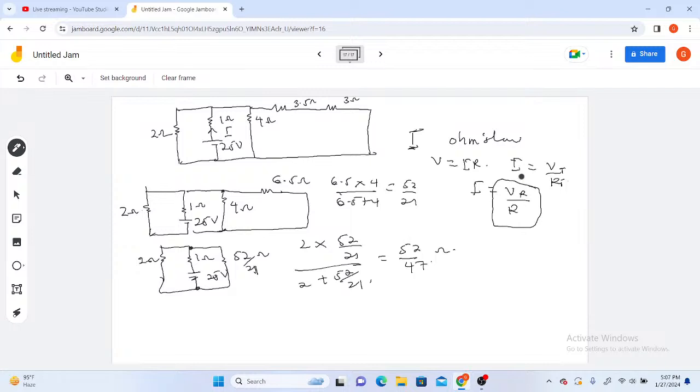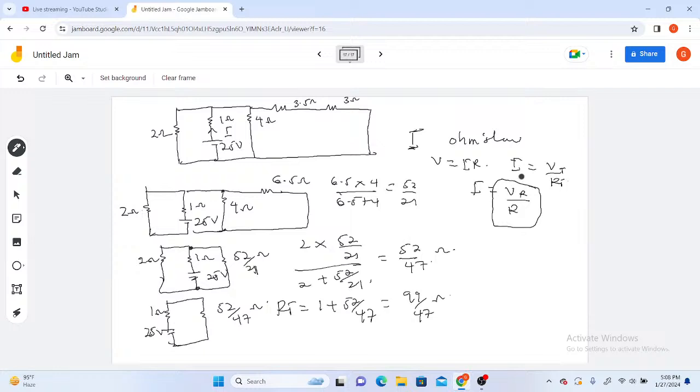Now I'm to clean this and replace it with a single branch. So I'll have my 1 ohm, this ohm, then my source 25 volts here. So 25 volts, 1 ohm. Then this place will be what? 52 over 47 ohms. And now you can clearly see that it is in series. So my total RT is equal to 1 plus 52 on 47. And that is giving me 99 on 47 ohms. This is the total resistance.